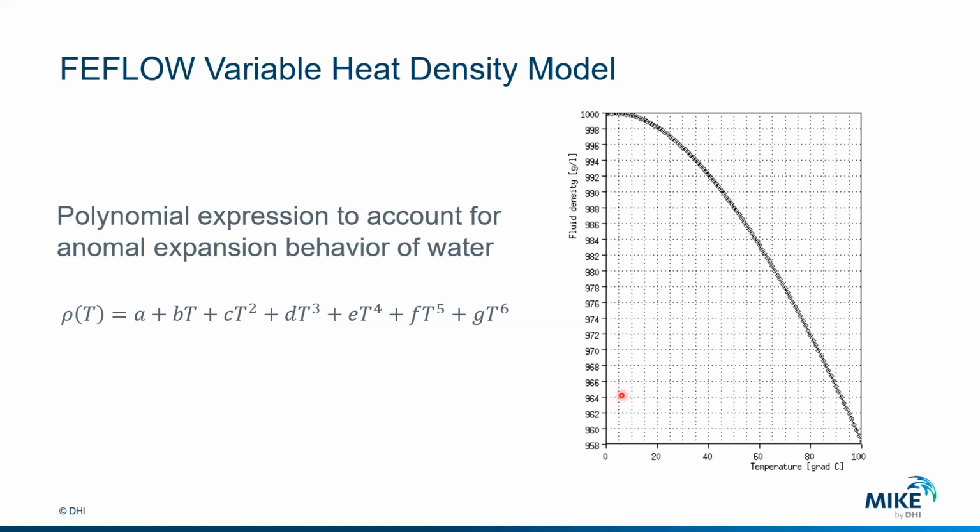In the case of heat, we have another expression, which is a polynomial function of density. There is a function already implemented in FEFLOW. You can modify this polynomial expression if you wish. It's a sixth-order polynomial, which describes the changes of fluid density in a range from 0 to 100 degrees. If you want to go to another range, you need to adjust this polynomial expression.